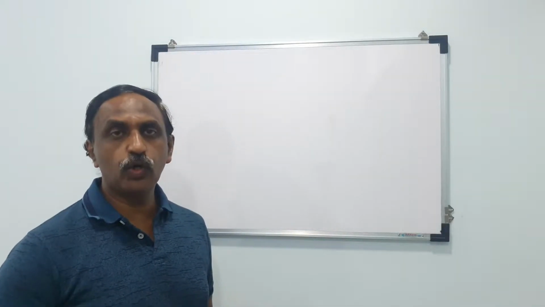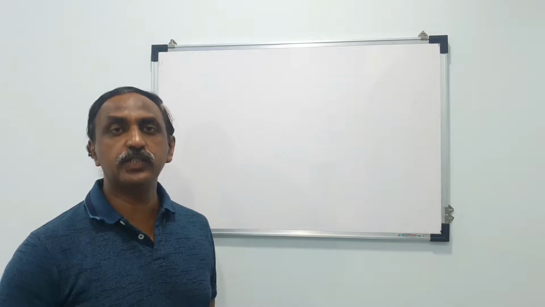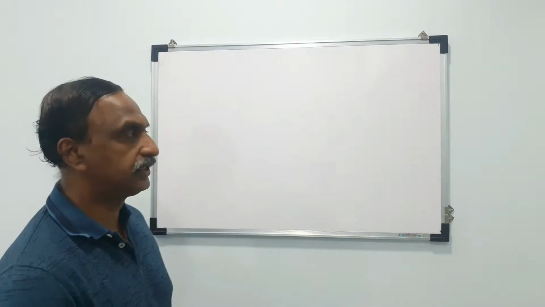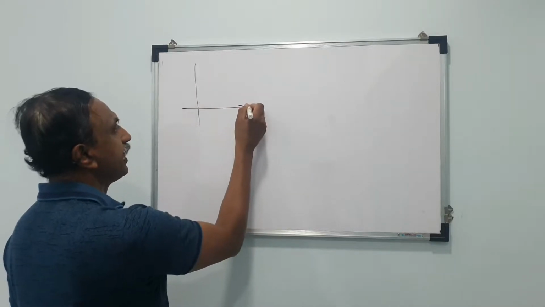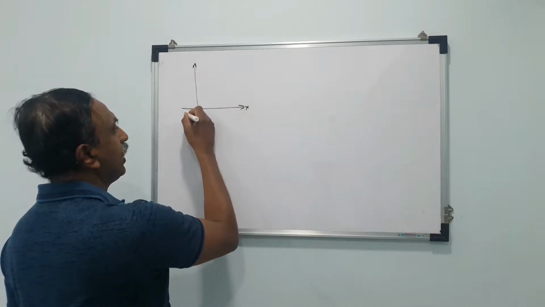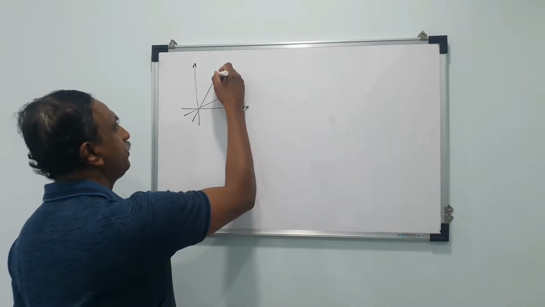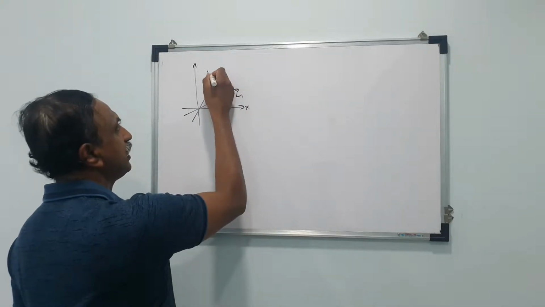Now we shall talk about only pairs of lines which are passing through the origin. That means you should visualize the pair of lines in this manner: one line passing through the origin, another line passing through the origin. This is L1, this is L2.